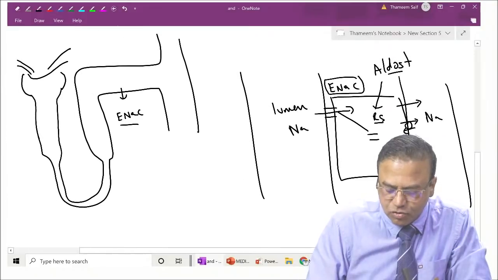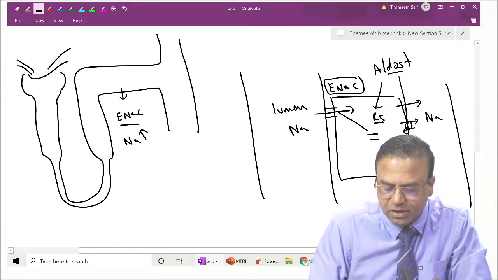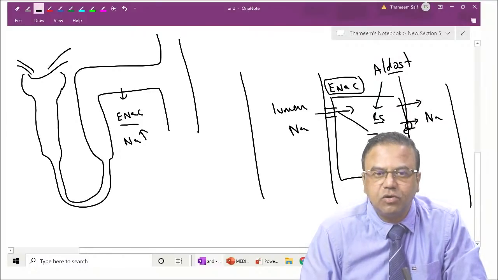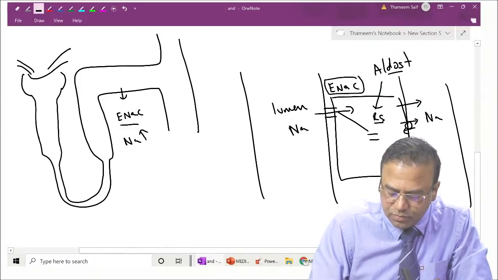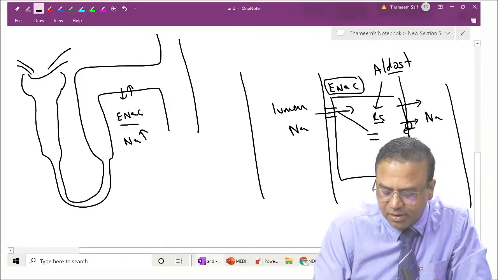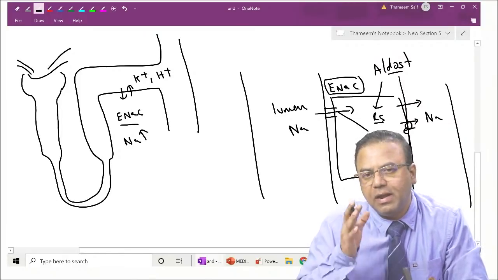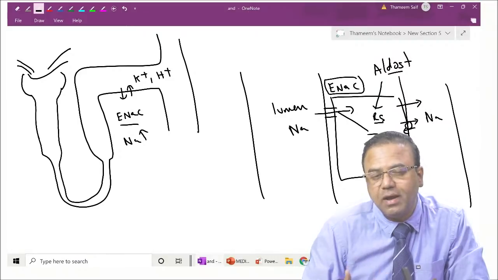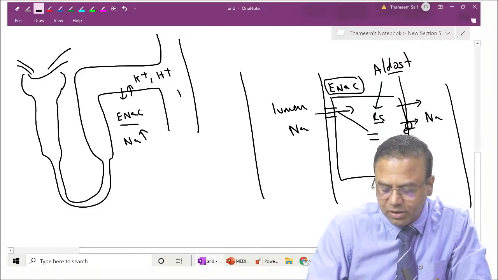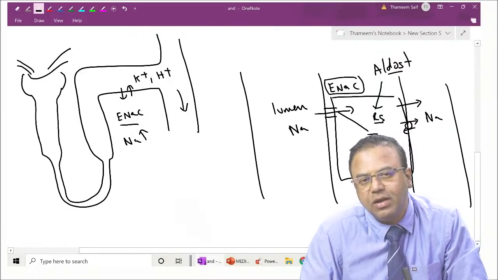So if excessive sodium is getting reabsorbed, then naturally hypertension is going to be a long-term complication of this condition. As you know, for every positive charge that is reabsorbed, to maintain the ionic balance, either a potassium or an H+ has to be lost. That's how the ionic balance is maintained in the distal tubule. So every positive charge that is reabsorbed is countered by a loss of positive charge. And this is the reason why you will see these patients coming with hypokalemia and metabolic alkalosis.